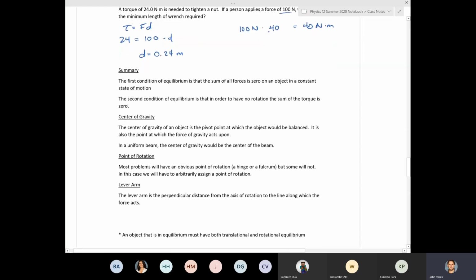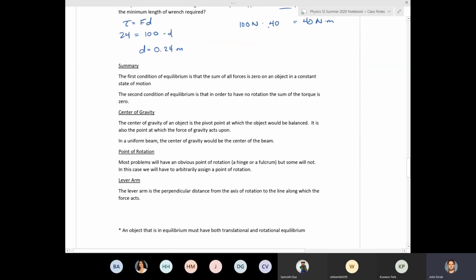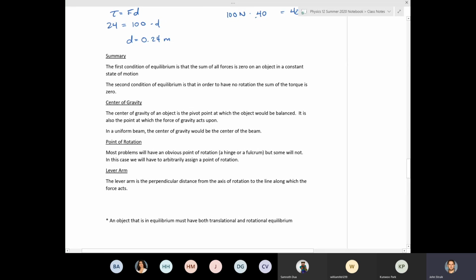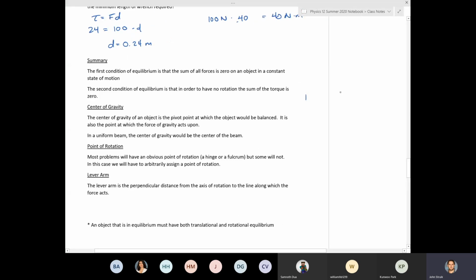Center of gravity. Here are a few things that we need to know. If you were to hold up a meter stick and put your finger right here, the meter stick would fall. It would fall this way, around your finger.